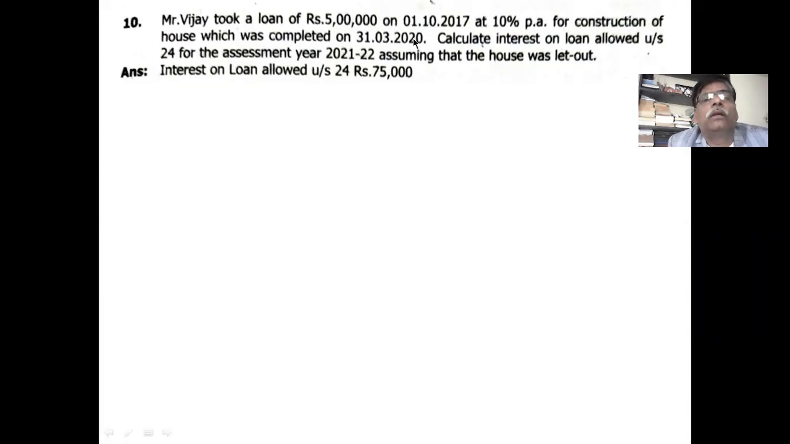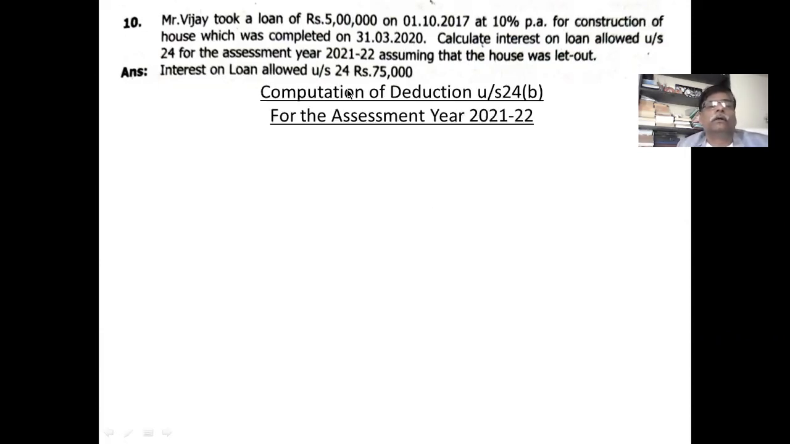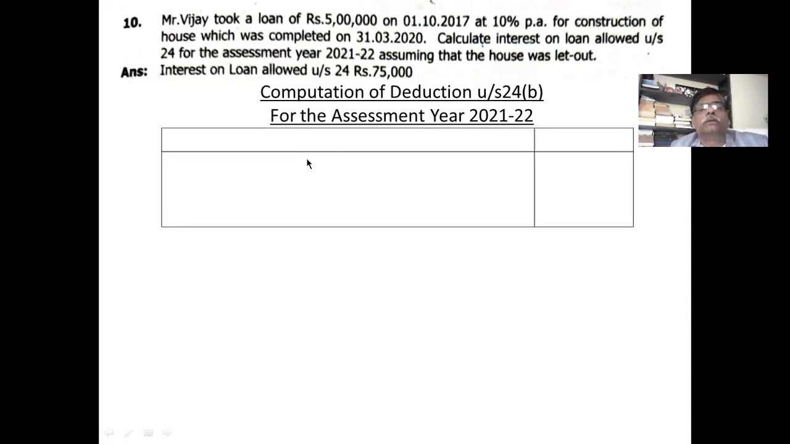They asked to calculate interest under section 24, that is the deduction under section 24B. Okay, so you have to calculate it. You see the solution. Computation of deduction under section 24B for the assessment year 21-22. This is the table. Particular, amount. Interest for previous year.